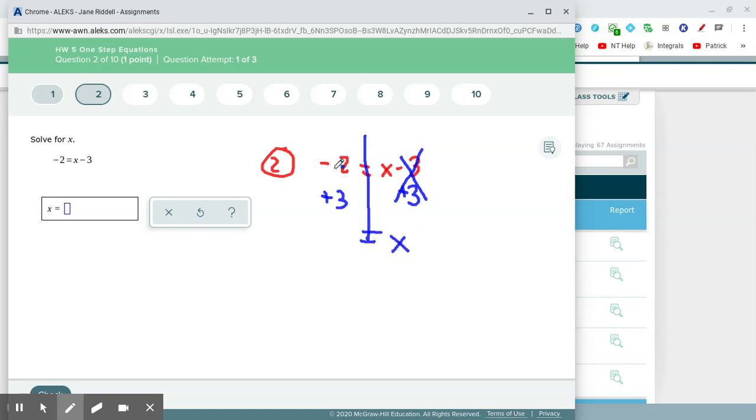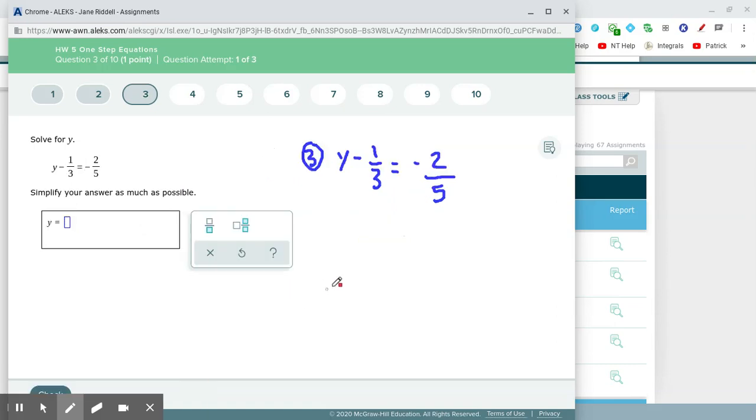And on the left-hand side, I have negative 2 plus 3. All right, so different signs. So 3 minus 2 would give me 1. 3 is larger than 2, so I keep the sign of the 3, which is positive, so this gives me 1. So x equals 1. Let me plug that back in and double check. So is 1 minus 3 equal to negative 2? Yes, it is. So my answer would be 1.